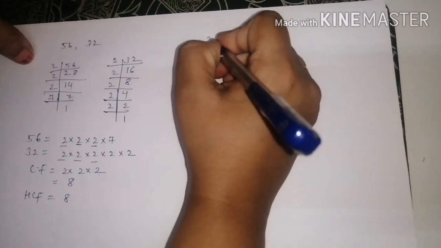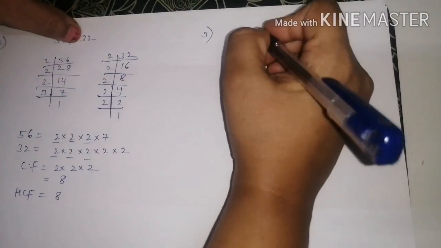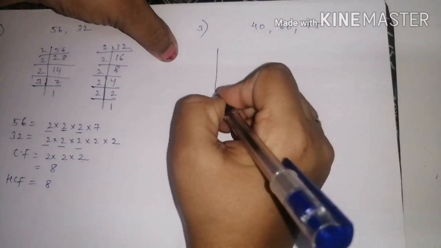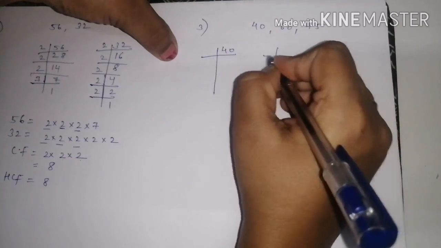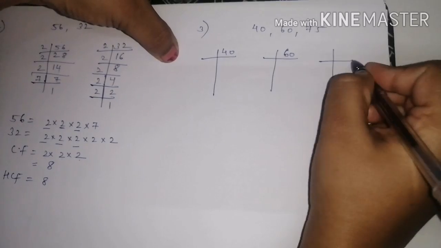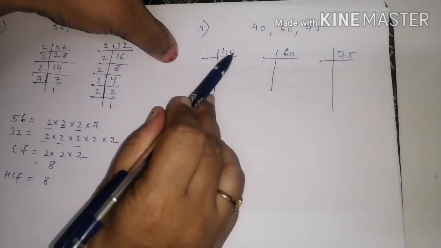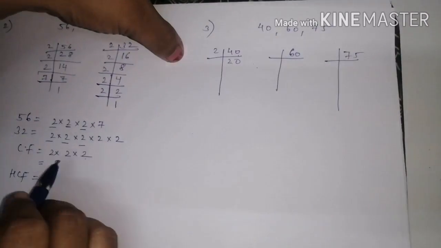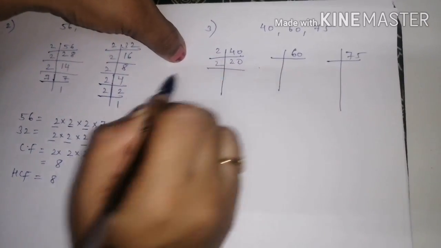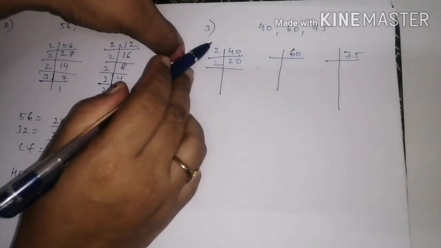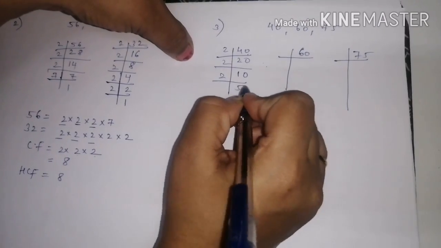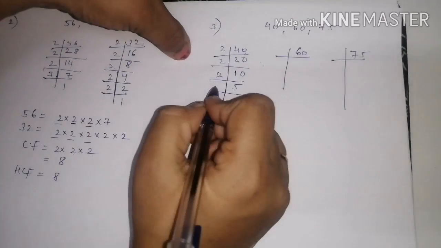Third one is three numbers: 40, 60 and 75. So let's find out the factors one by one. 40's factors, then 60's factors, then 75's factors. 40, units place 0 is there, it will go by 2. 2 2s are 4, 2 zeros are 0. Again 0 is there, it will go by 2. 2 is a prime number, we want prime numbers only this side. So 2 tens is 20, 2 5s is 10, and 5 doesn't go in any other table, 5 only, 5 ones are 5.